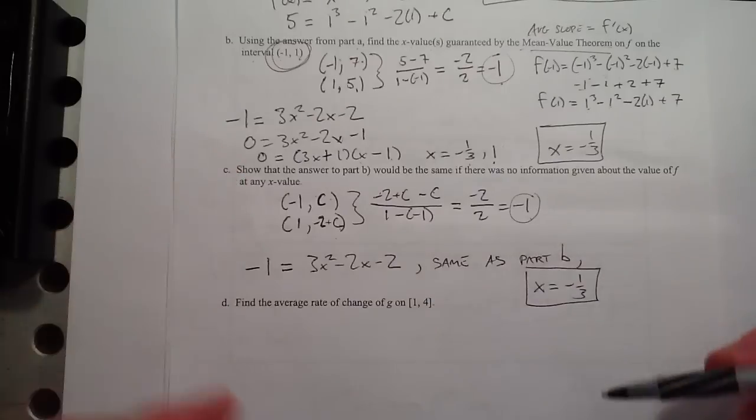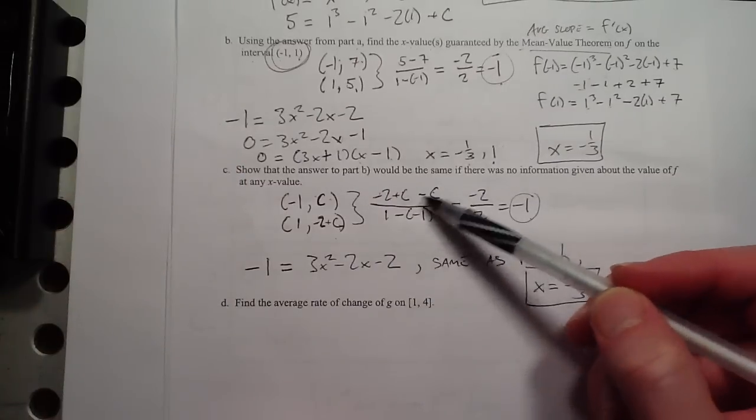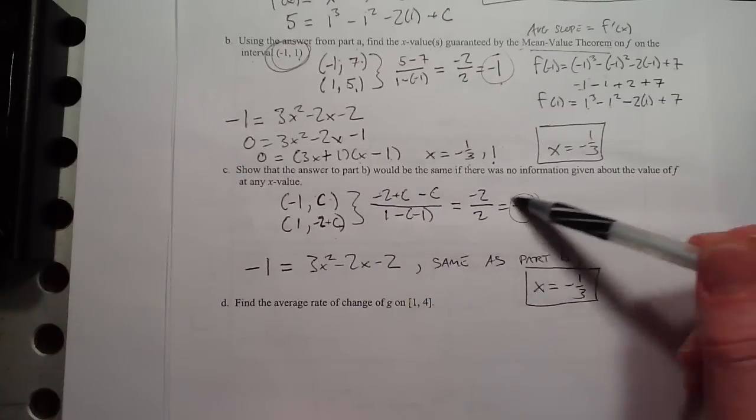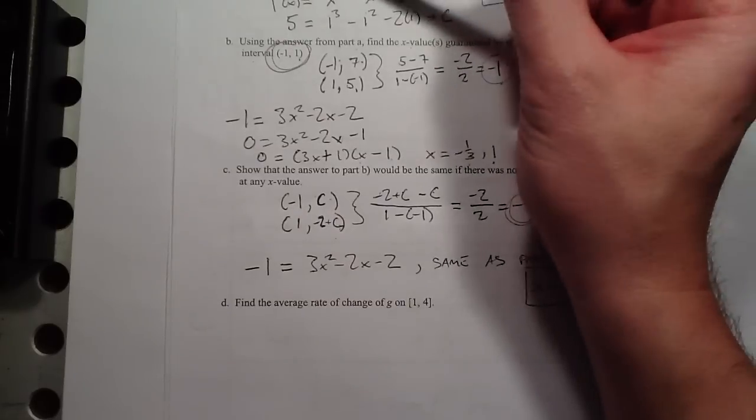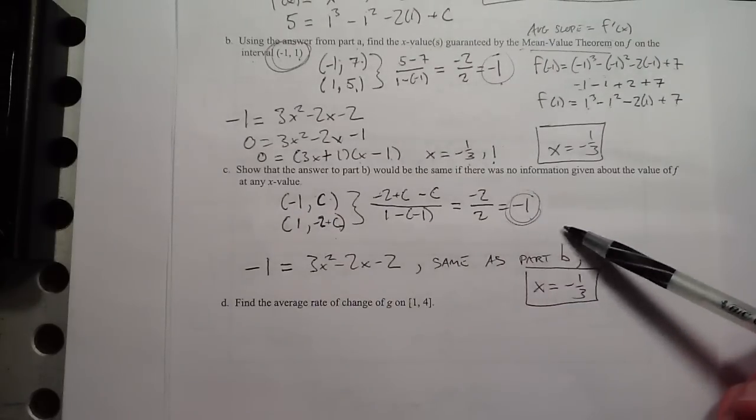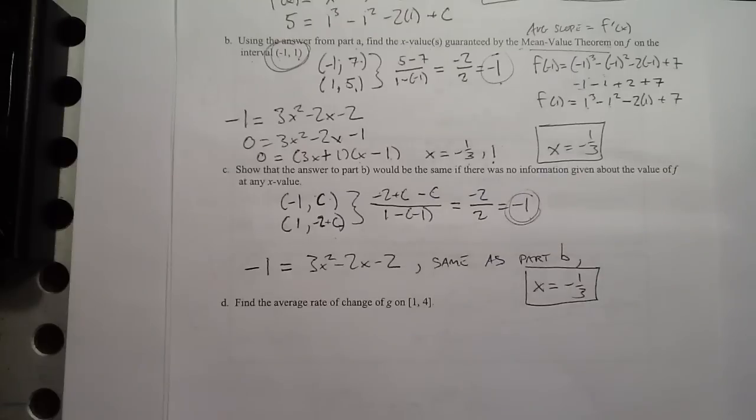So we just sort of showed algebraically that the c doesn't matter. The c would cancel out and we'd get the same slope regardless. So it didn't matter what the point was that they gave us. The answer to this question would be the same.